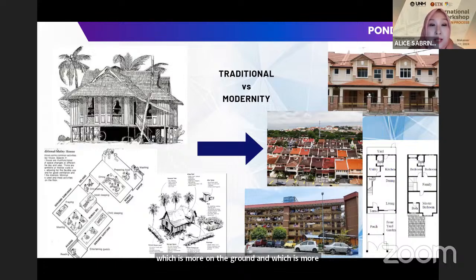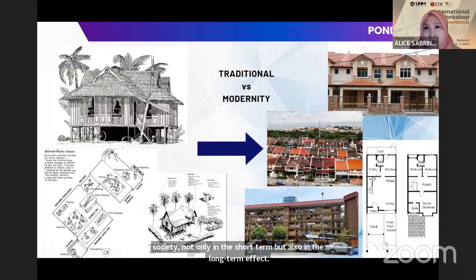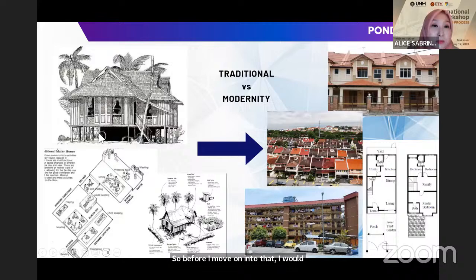Design process is not only about producing a product and outcome, but it is a huge process that relates to a lot of different things that contribute not only to society in the short term, but also in the long-term effect. So before I move on, I would like to share this picture with you.